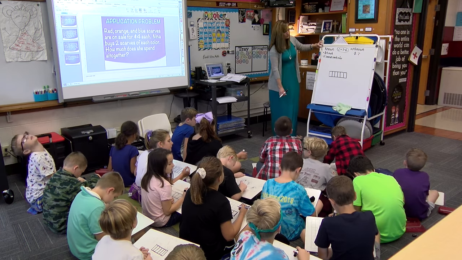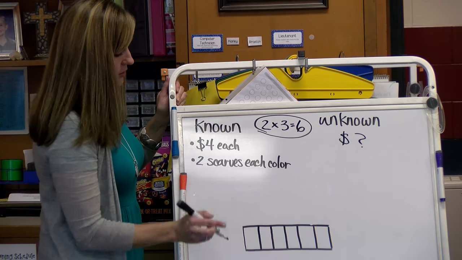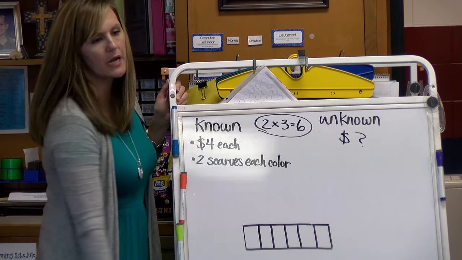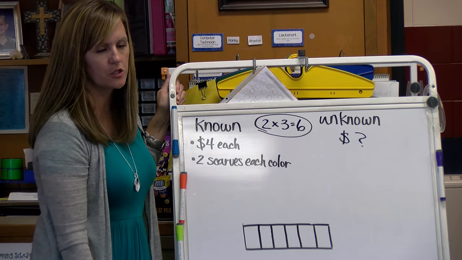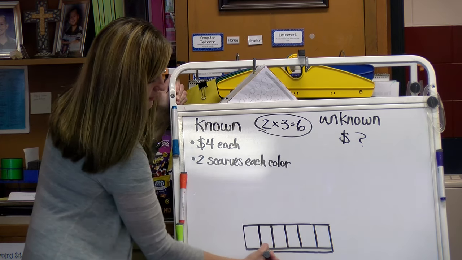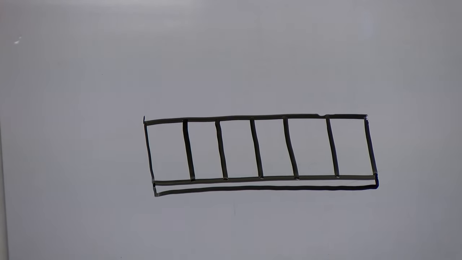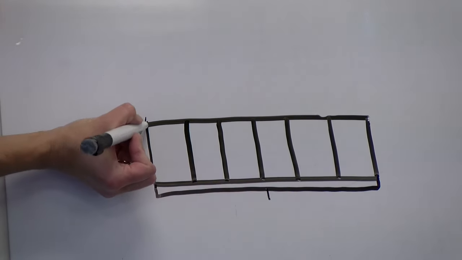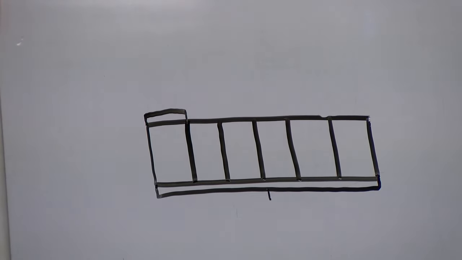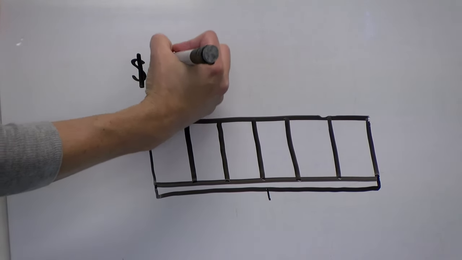Okay, so tell me our knowns again. Cooper: $4 each. So would I label my unit or my total tape diagram with that $4 each? Would this total diagram be $4 each? No. Where would that go? I'm going to draw my brackets. Would that be our unit or our total? Unit. That's our unit. So right here, we want to put $4.